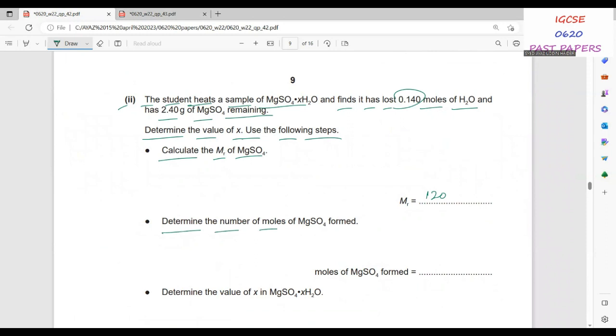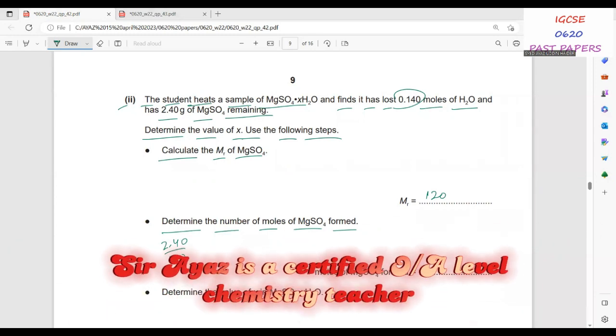Determine the number of moles of MgSO4 formed. In order to find the moles of MgSO4, what we will do? We will divide the mass of MgSO4 by 120. 2.40 divided by 120, and we will get 0.02 moles of magnesium sulfate.